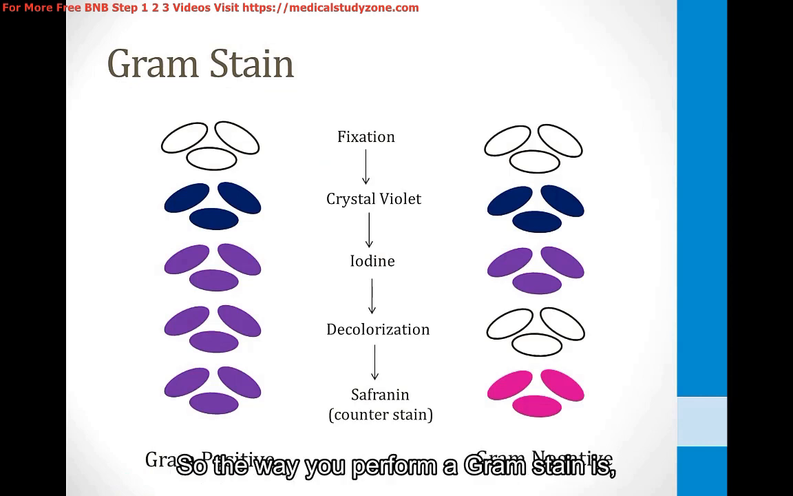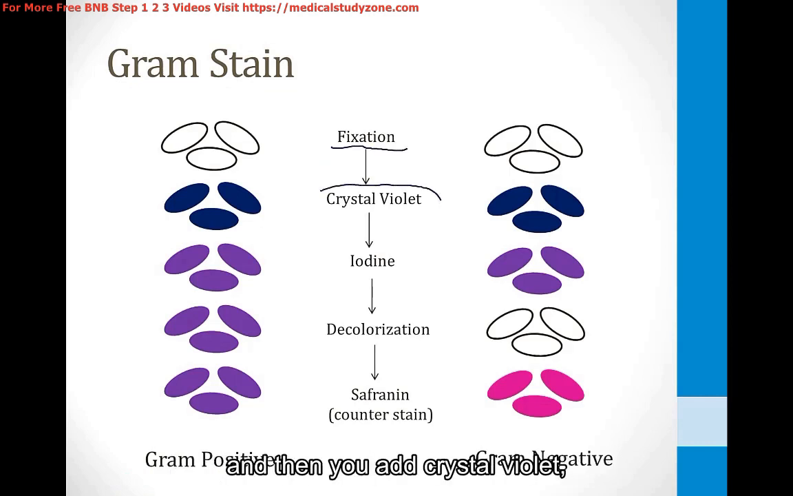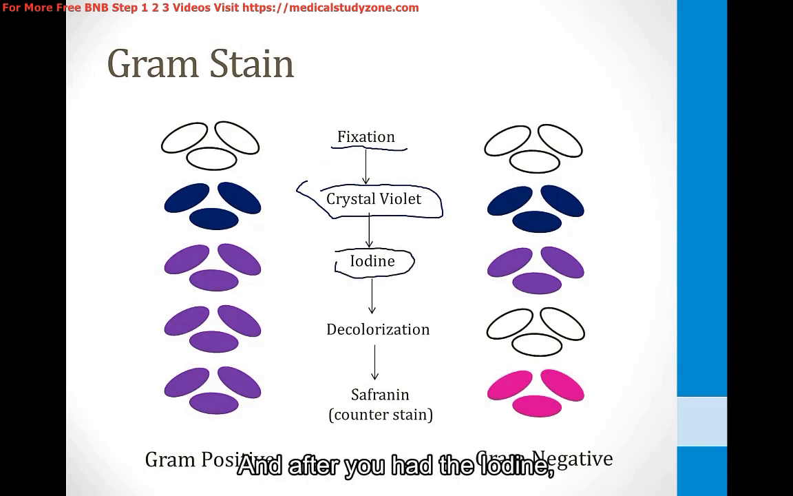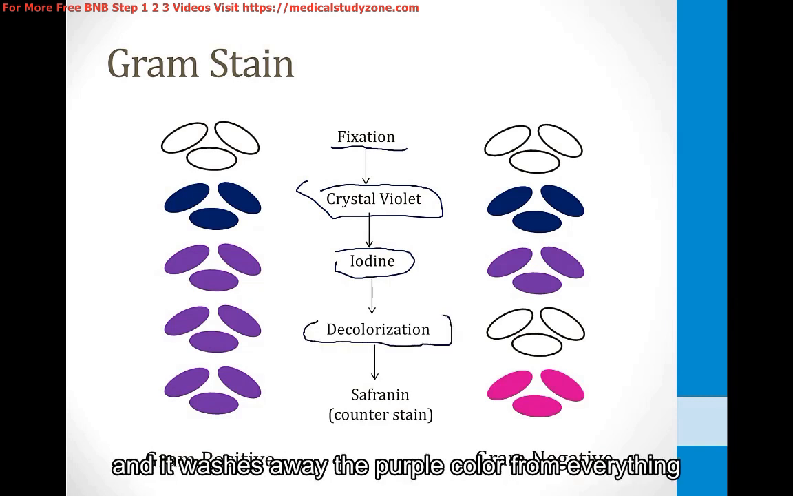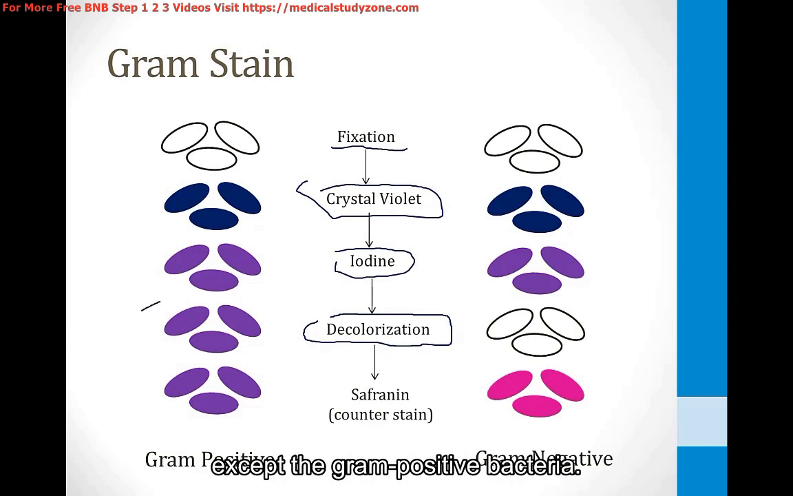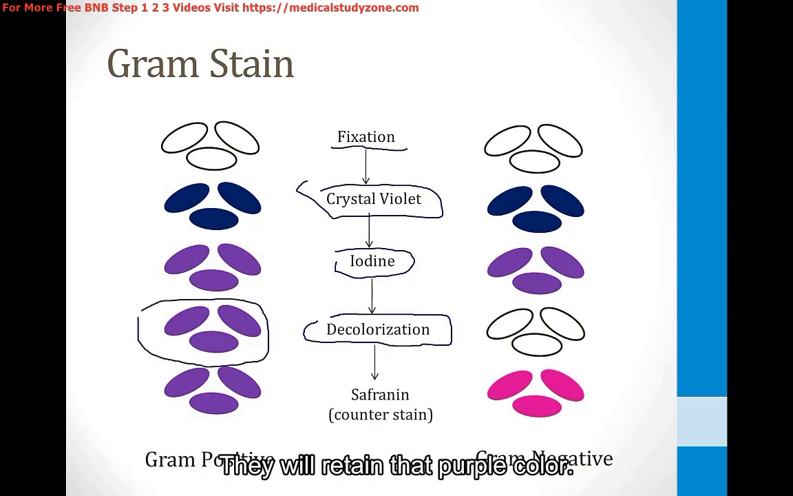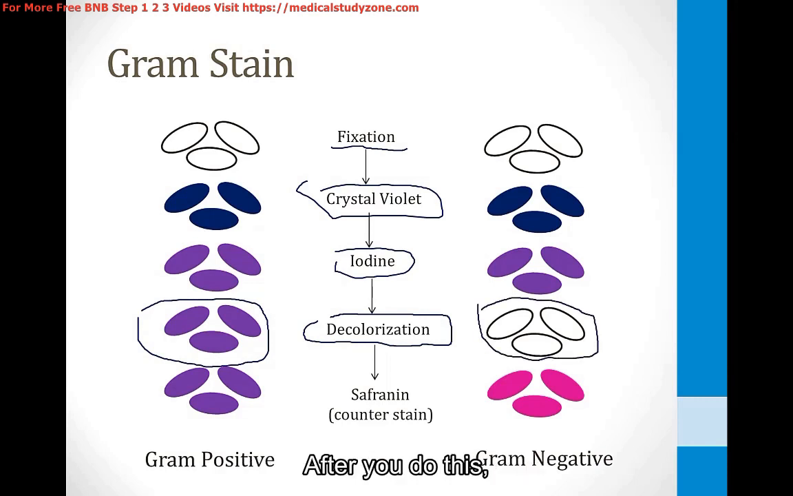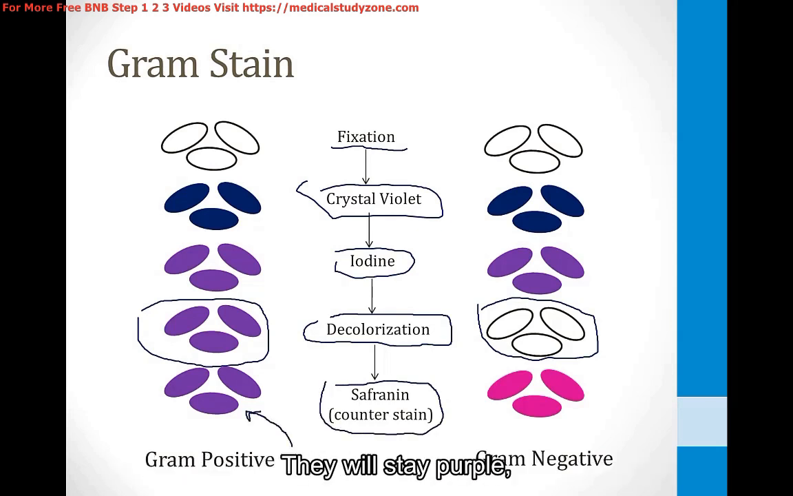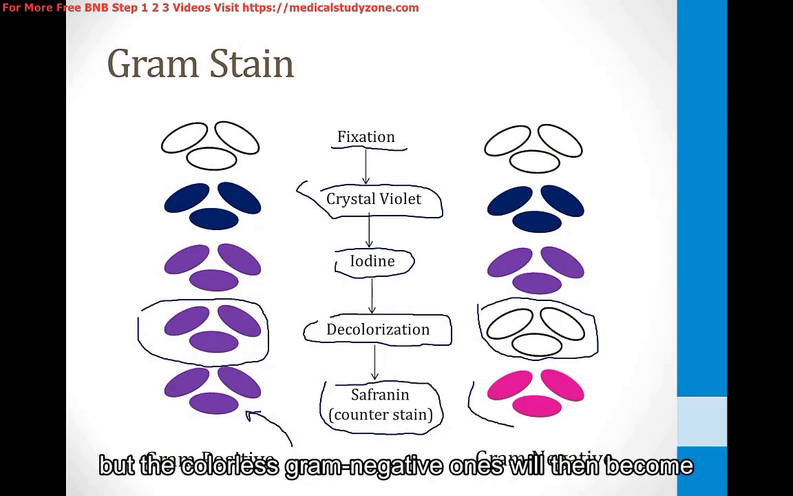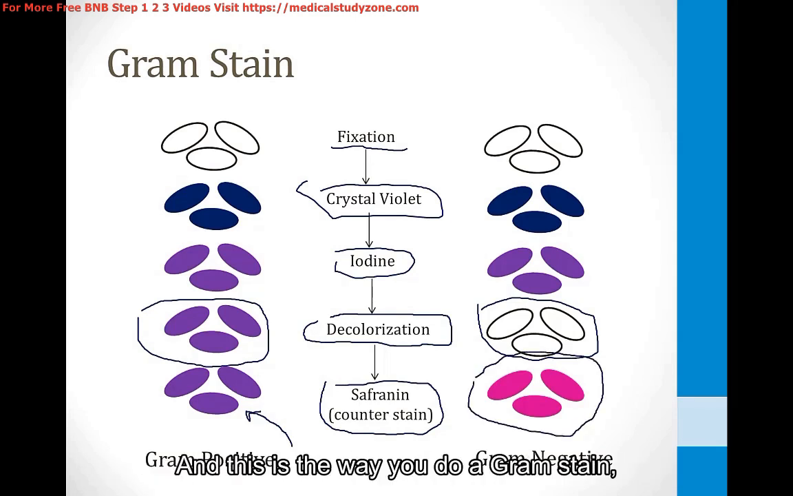So the way you perform a gram stain is you fix some bacteria on a slide, and then you add crystal violet, and then you add iodine. After you add the iodine, all the bacteria on the slide are going to be purple. But then you add a decolorizer, and it washes away the purple color from everything except the gram-positive bacteria. They will retain that purple color, whereas the gram-negative ones will not retain it, and they will turn colorless. After you do this, you add safranin, which is called a counterstain. It won't do anything to the gram-positive bugs. They will stay purple, but the colorless gram-negative ones will then become pink or red from the safranin. This is the way you do a gram stain, and at the end of the stain, the bugs will either be purple if they're gram-positive, or pink or red if they're gram-negative.